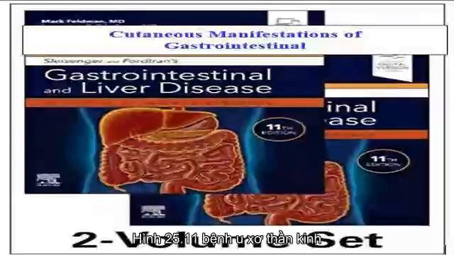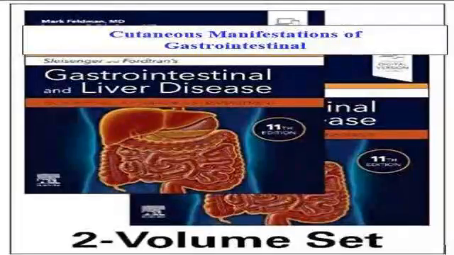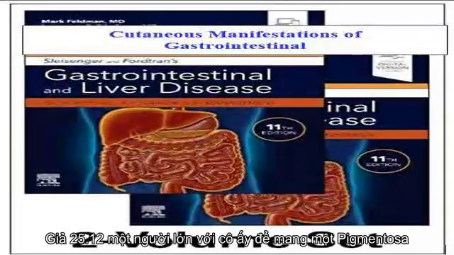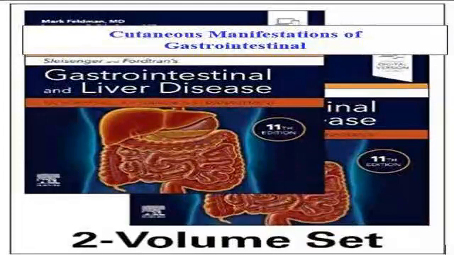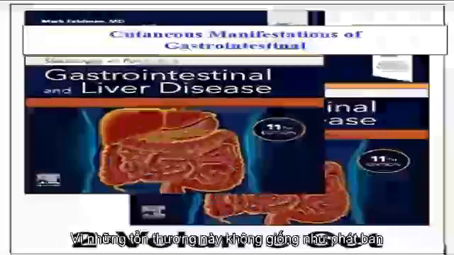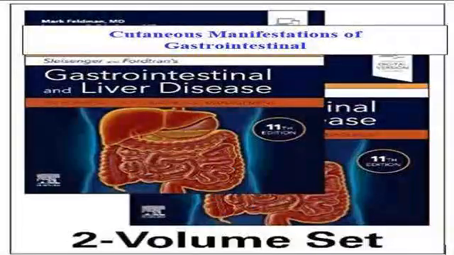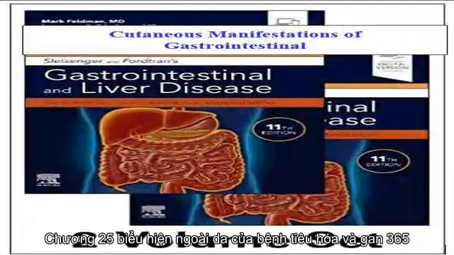Fig 25.11 Neurofibromatosis. Fig 25.12 An adult with urticaria pigmentosa. Reddish-brown freckle-like lesions are characteristic of the adult form of this disease. The term urticarial is a misnomer, as these lesions do not resemble hives. Chapter 25 Cutaneous manifestations of gastrointestinal and liver diseases.